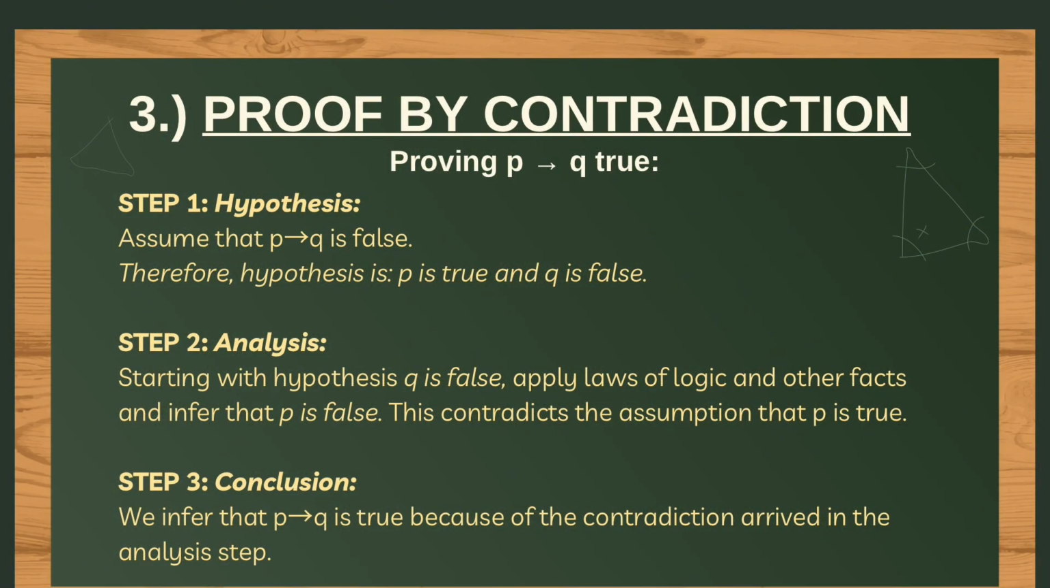Proof by contradiction. Proving if P then Q is true. Step 1, Hypothesis. Assume that if P then Q is false. Therefore, the hypothesis is P is true and Q is false. Step 2, Analysis. Starting with the hypothesis, Q is false. Apply laws of logic and other facts and infer that P is false. This contradicts the assumption that P is true. Step 3, Conclusion. We infer that if P then Q is true because of the contradiction arrived at in the analysis step.